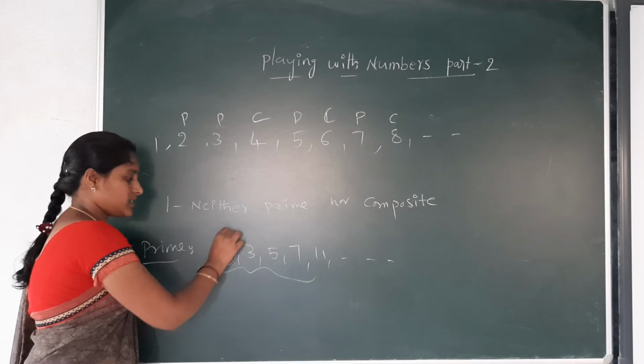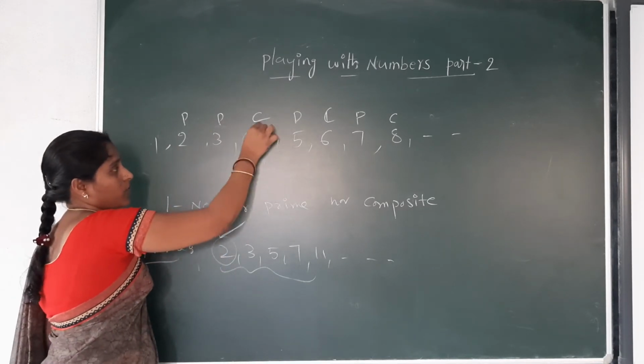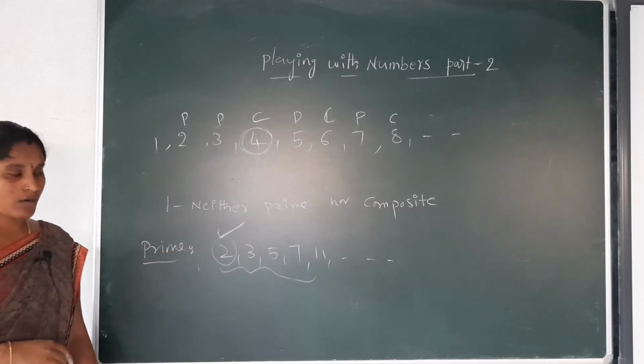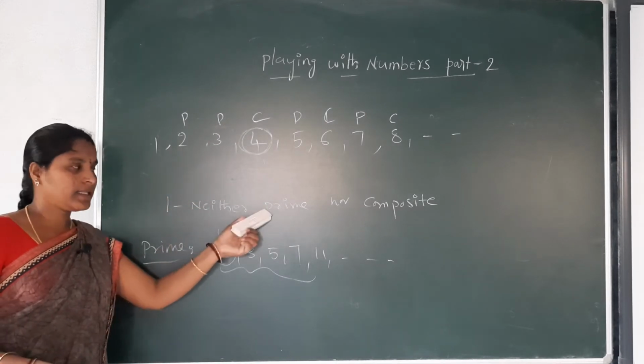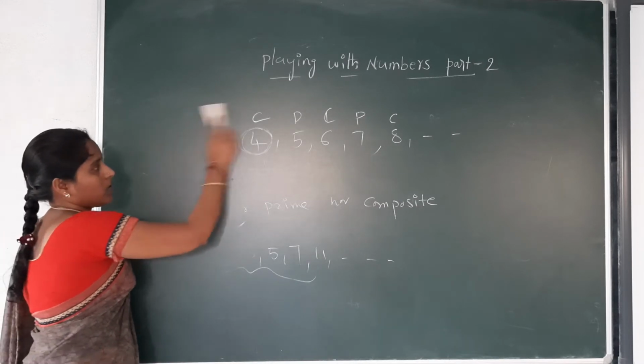So, which is the least prime number? 2. Which is the least composite number? 4. 1 is neither a prime number nor a composite number.